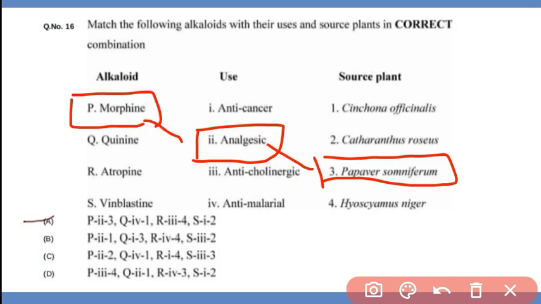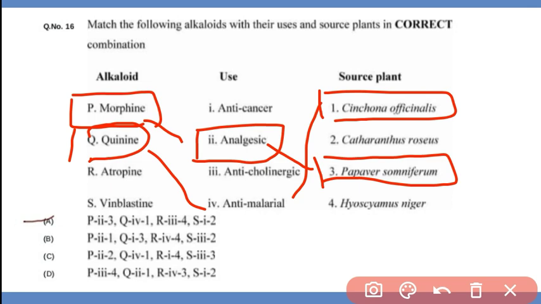Then quinine. Quinine and other cinchona alkaloids including quinidine, cinchonine and cinchonidine are effective against malaria. So these are known as anti-malarial. These are obtained from Cinchona officinalis. So quinine is anti-malarial, and the source plant is Cinchona officinalis.